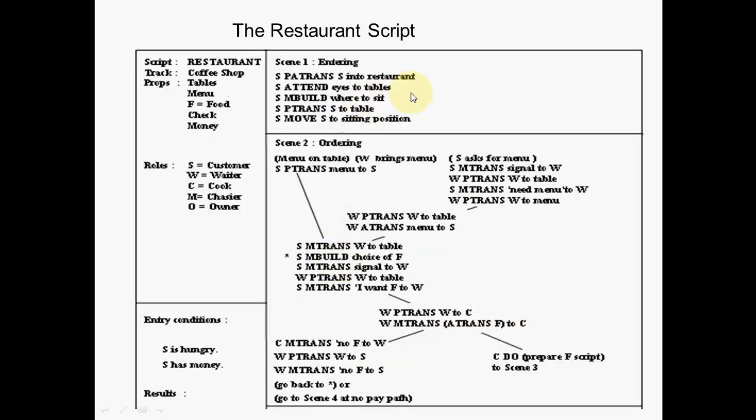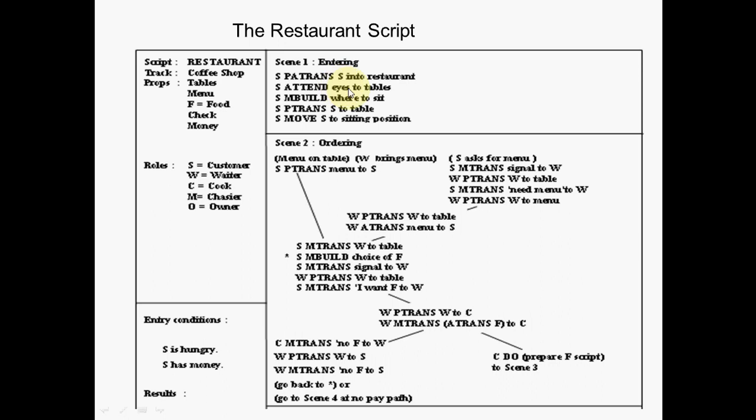Now the first scene is entering the restaurant. Let's see the steps. S PTRANS S into the restaurant. He walks, he takes himself into the restaurant. PTRANS is for moving. After you go to the restaurant, you attend your eyes to the tables.